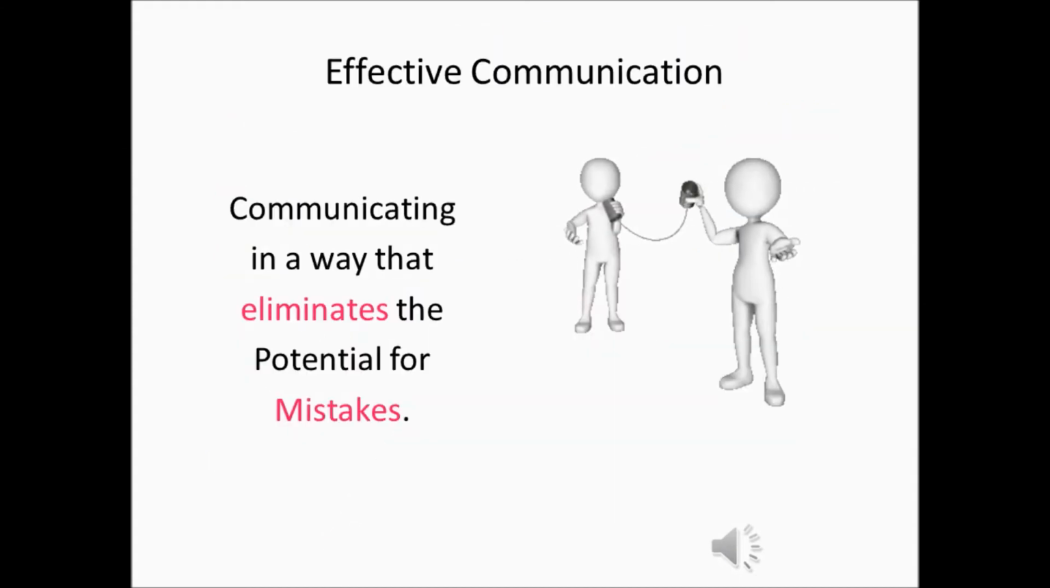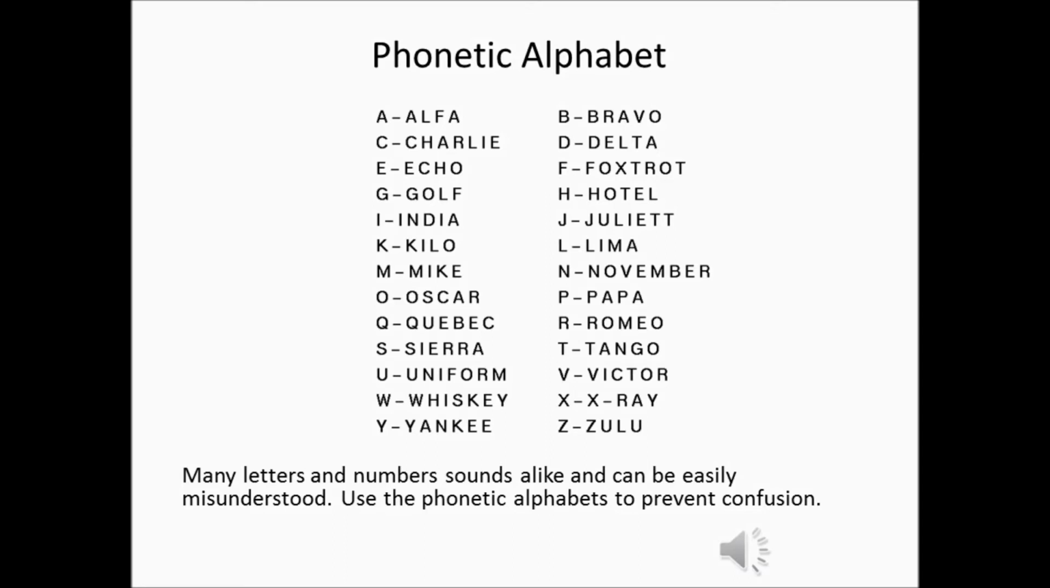Effective communication is one of the most important life skills we can learn, whether you want to have a better conversation in your social life or get your ideas across better at work. Effective communication is communicating in a way that eliminates the potential for mistakes. Phonetic alphabet. Always use the phonetic alphabet in your conversations. Many letters sound alike and can be misleading when not used with phonetic alphabets. Please take some time to review and remember your phonetic alphabets.